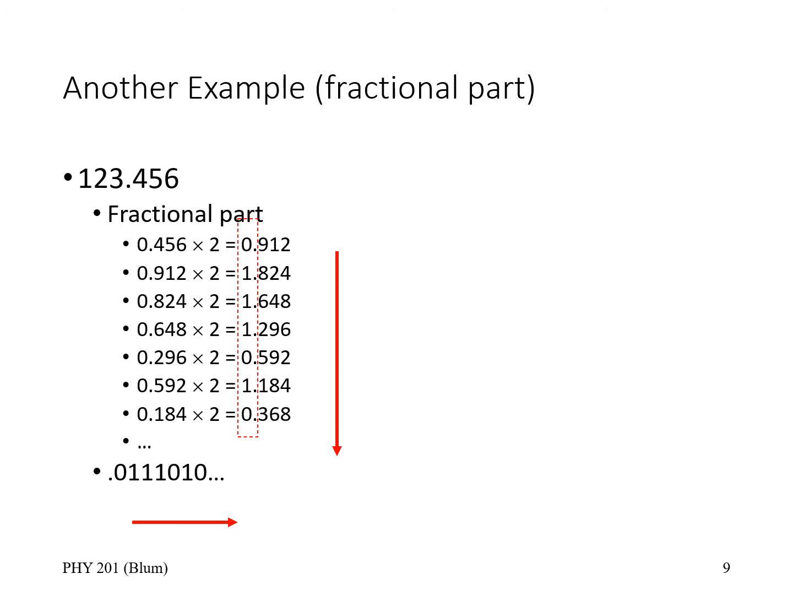So 0.456 times 2 gives us 0.912. So that 0 is our digit in the halves place. And that makes sense because 0.456 is less than a half, so we are expecting a 0 in the halves place. Then we take the 0.912 and multiply it by 2, and we get 1.824, so that 1 belongs in our quarters place, and that makes sense. 0.456 was less than a half but more than a quarter, so we're expecting a 1 in the quarters place. And we repeat this process.